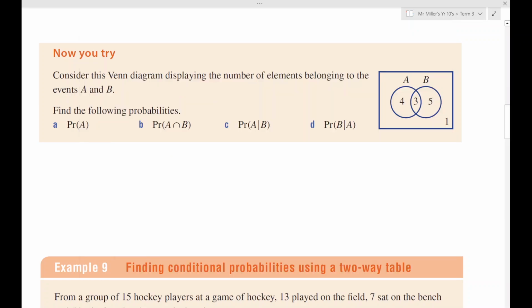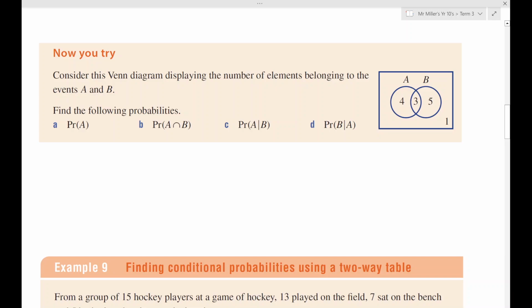Hey guys, I'm going to do some examples on questions relating to conditional probability. So here's a question. It says, consider this Venn diagram over here, displaying the number of elements belonging to the events A and B. Find the probabilities of these given events.